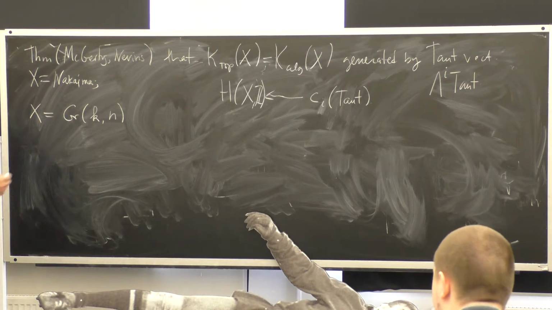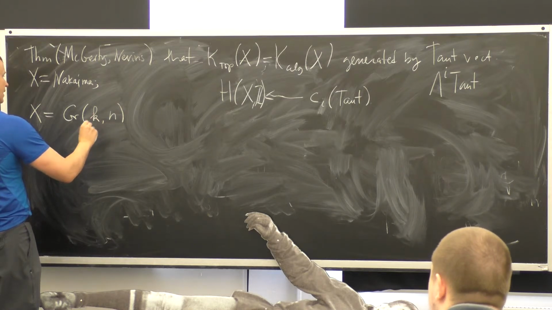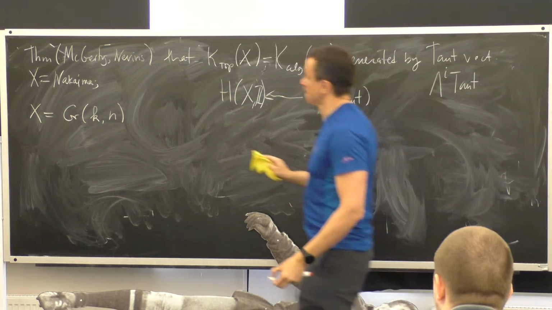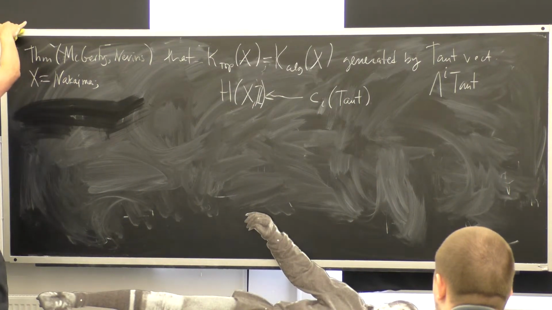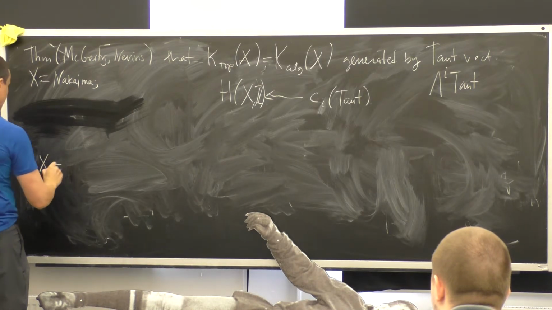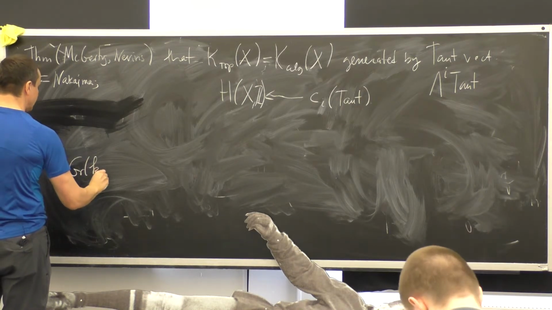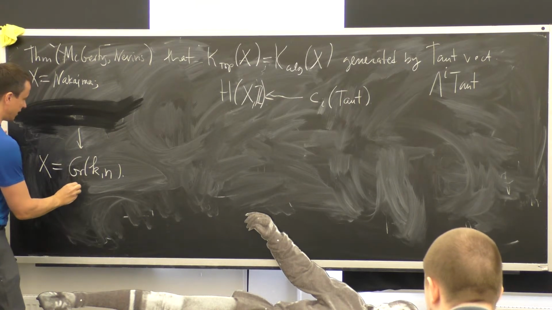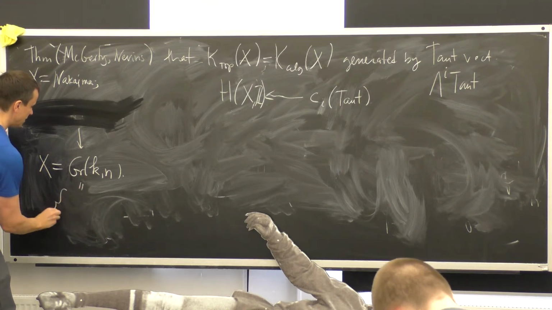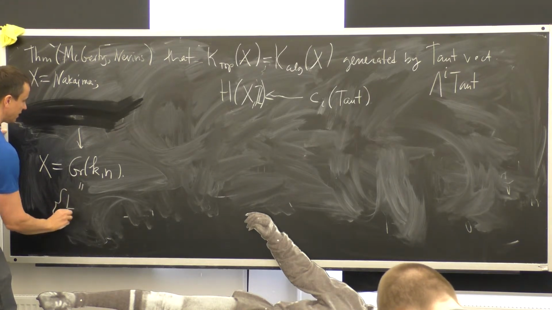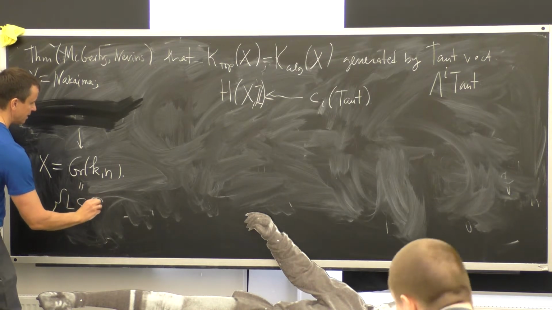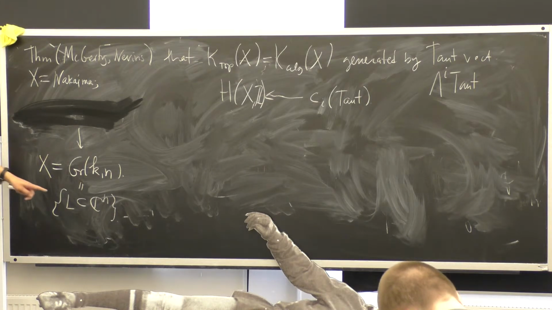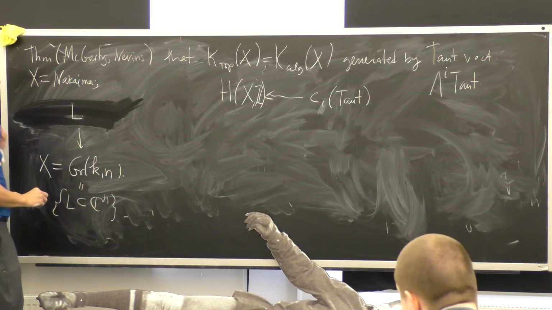So over X, maybe I'll write it like this. X is the Grassmannian of K-planes in n-dimensional space. A point here is a vector subspace, maybe I'll write it L, of dimension K inside Cn. And so over that, I have my tautological bundle, L itself.